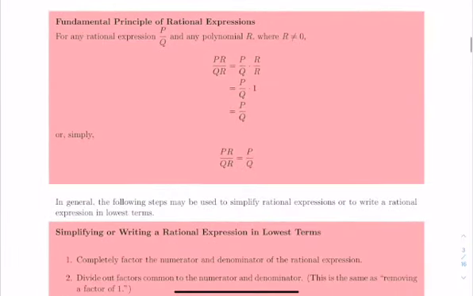The fundamental principle of rational expressions says for any rational expression p over q and any polynomial r where r is not equal to 0, we have pr over qr equals p over q times r over r, but this is just p over q times 1, and that's p over q. In general, the following steps may be used to simplify rational expressions or to write a rational expression in lowest terms. You completely factor the numerator and denominator of the rational expression and divide out factors common to the numerator and denominator. This is the same as removing a factor of 1.